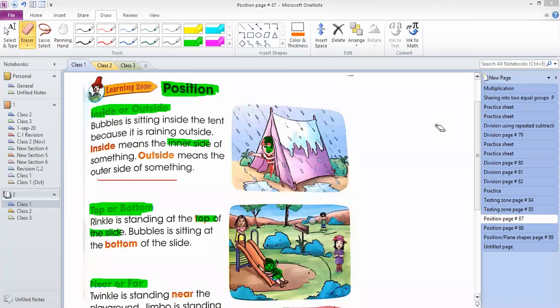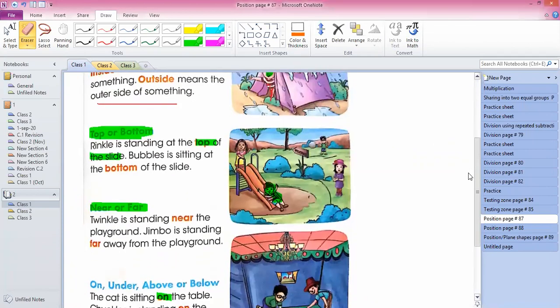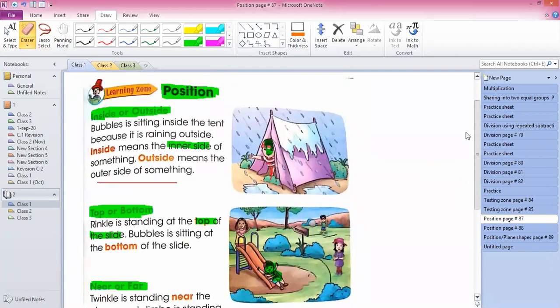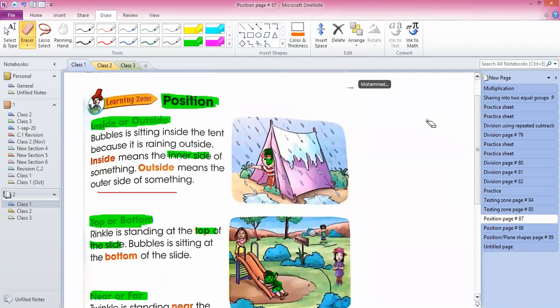So a quick overview of what we studied yesterday. Guys, yesterday we started a new chapter, that's shapes and patterns. And the first topic we discussed was about position. We discussed different positions: inside, outside, top, bottom, near, far, on, under, above, below, before, after, in front of, next of, okay? I'll just quickly go through.